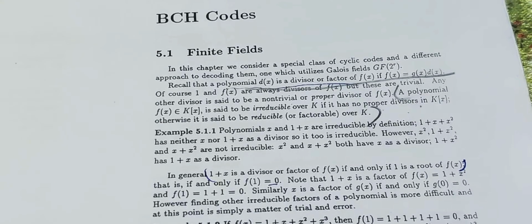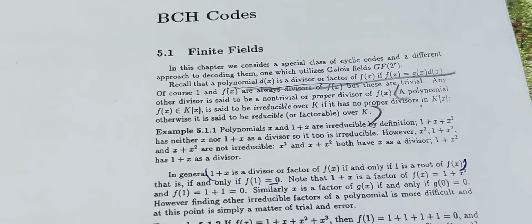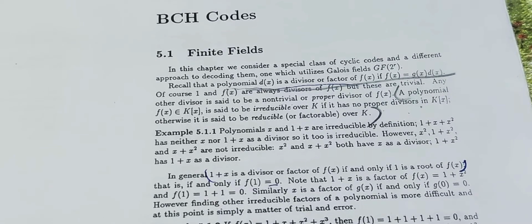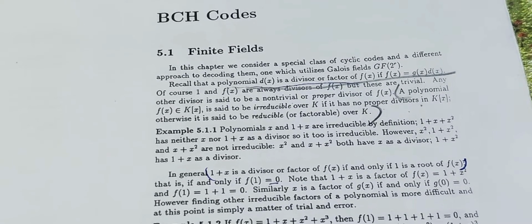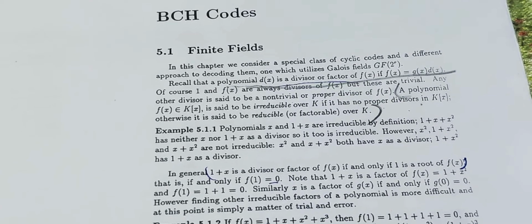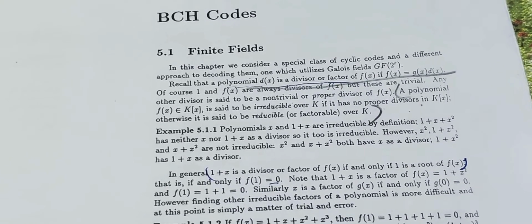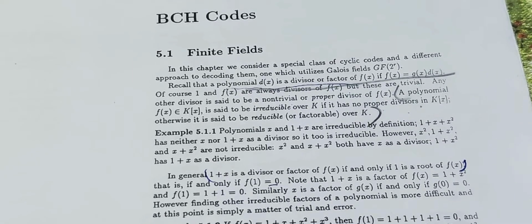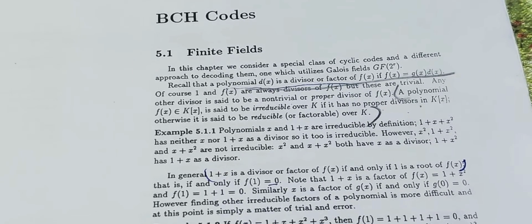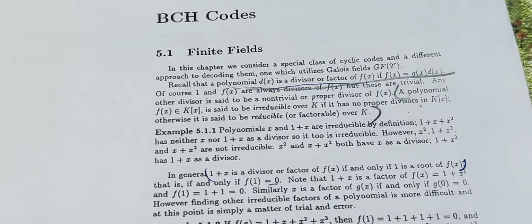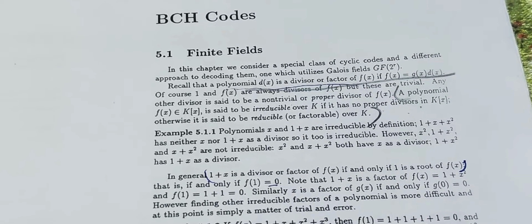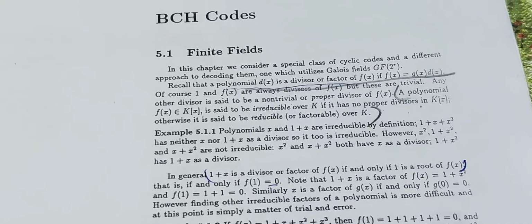A finite group, where the binary operation is multiplication. That is the Galois field, GF of 2 raised to R. So now we are talking about that field. Here we discuss the study of the finite field GF of 2 raised to R, that is, the Galois field of order 2 raised to R.